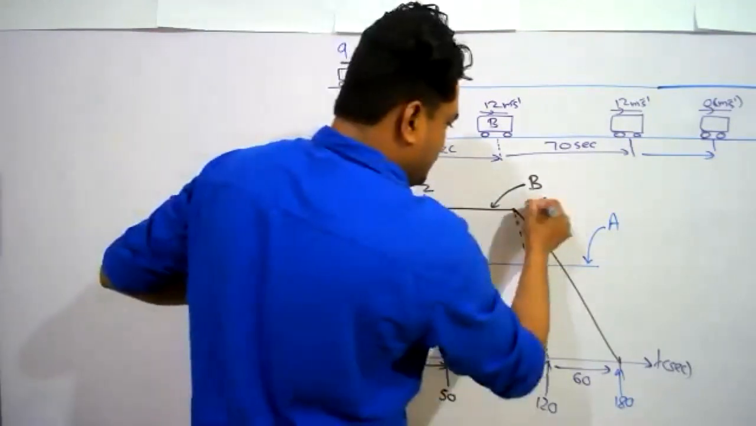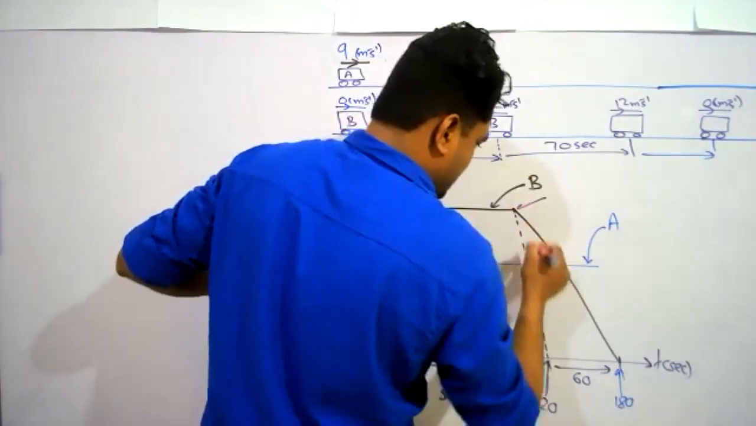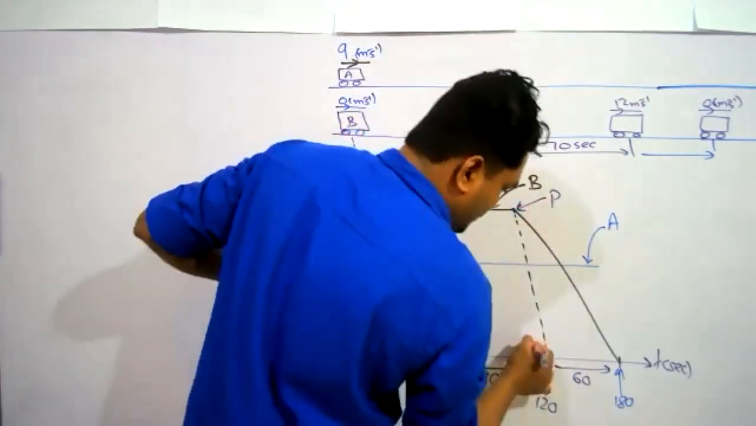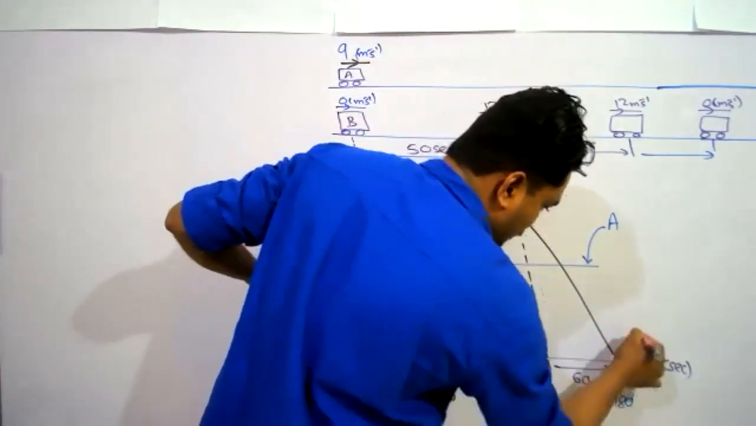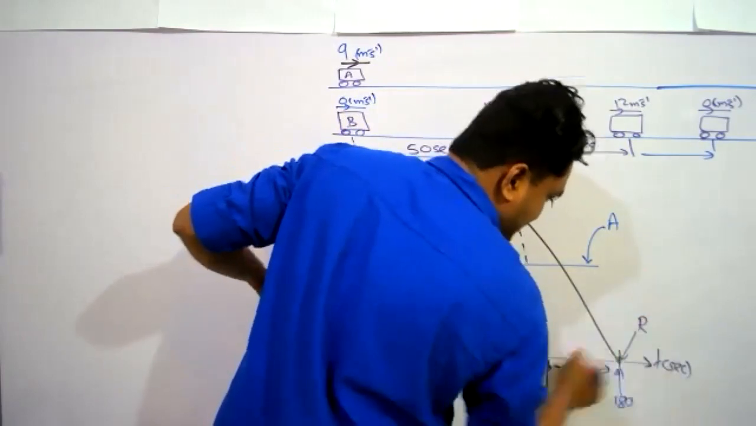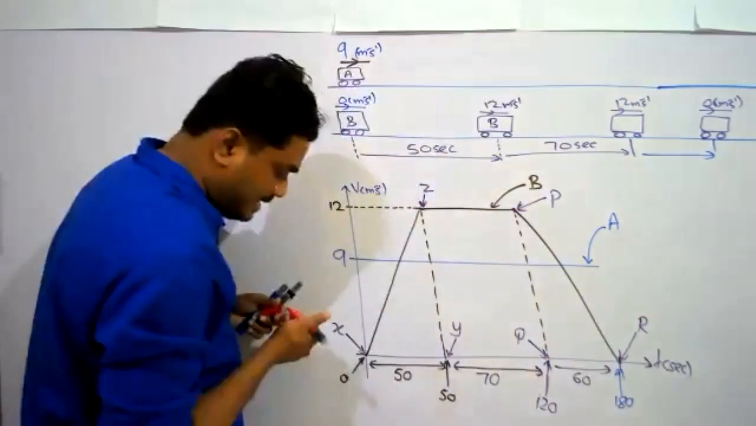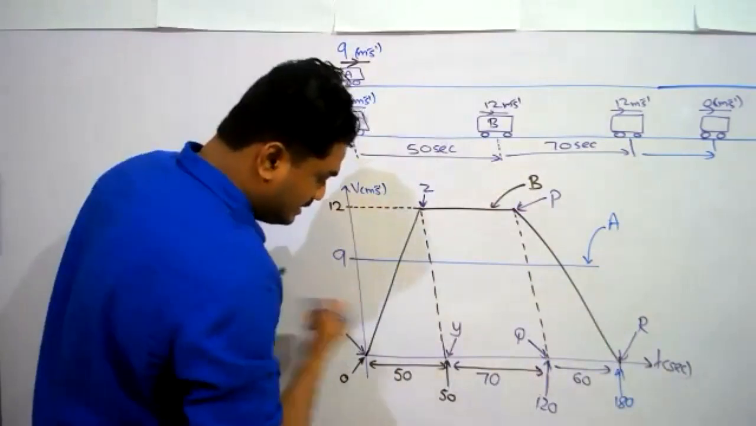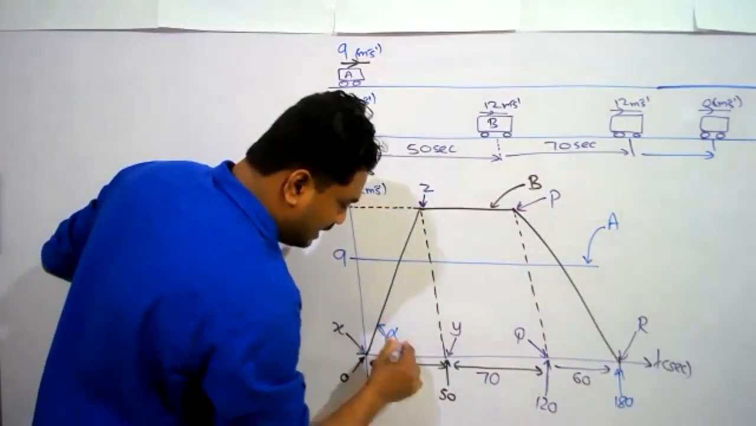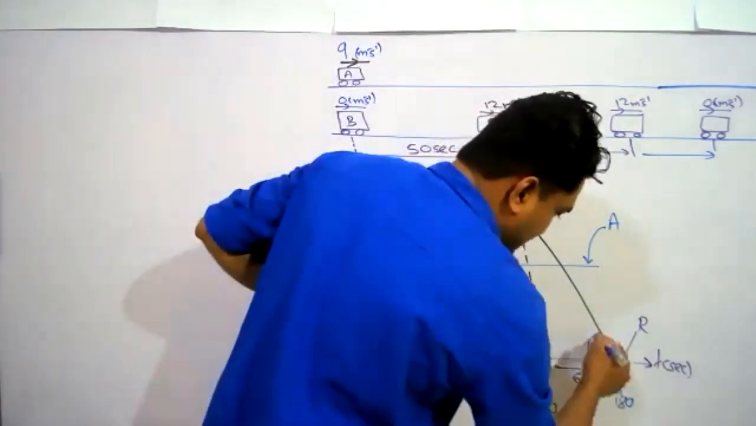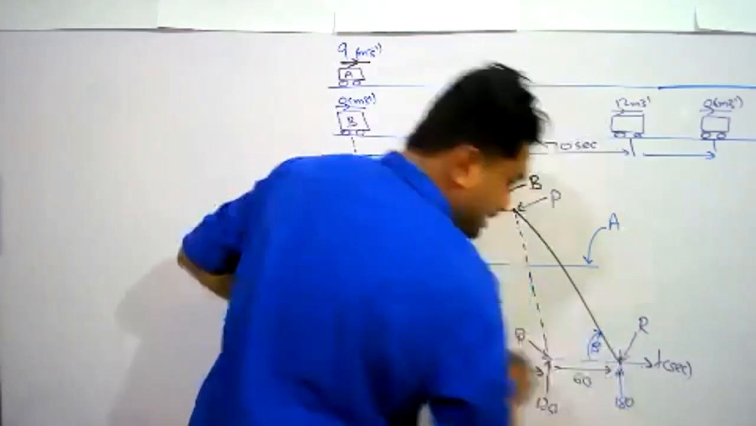And let me take this point as P, this point as Q, this point as R, and this weight, and this angle as alpha, this angle as beta.